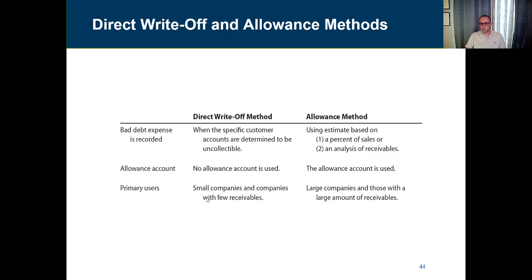The primary use for direct write-off is small companies and companies with few receivables. For the allowance method, it's large companies and those with a large amount of receivables. So let me stop here. In the next video, we're going to be talking about another type of receivable, which is the note receivable.